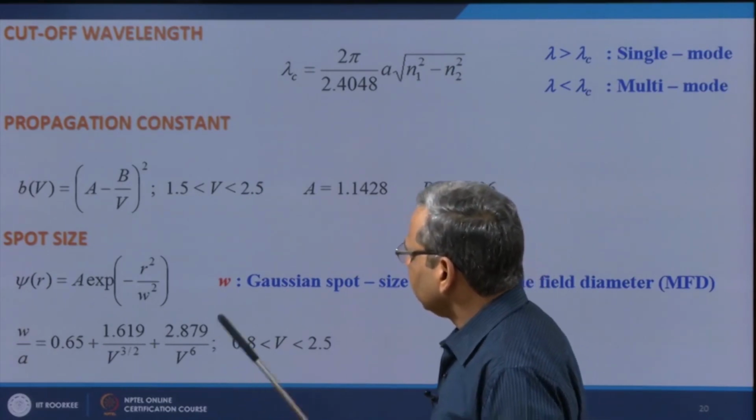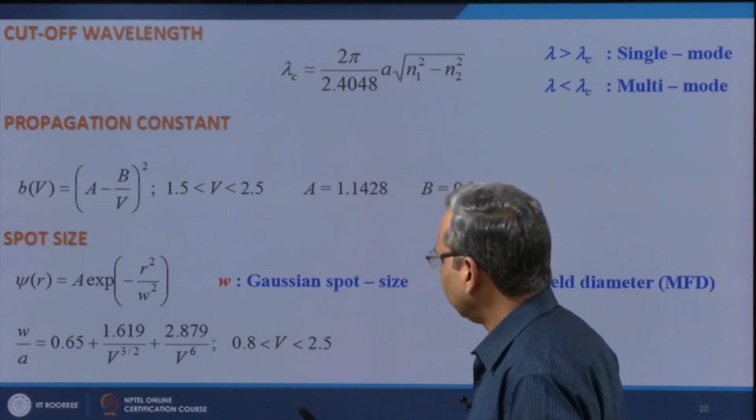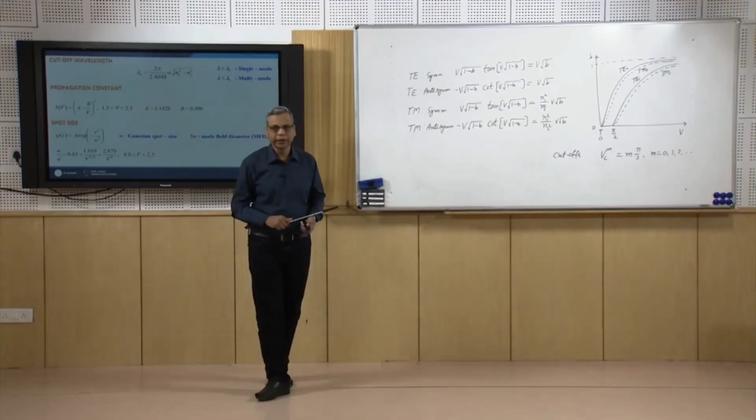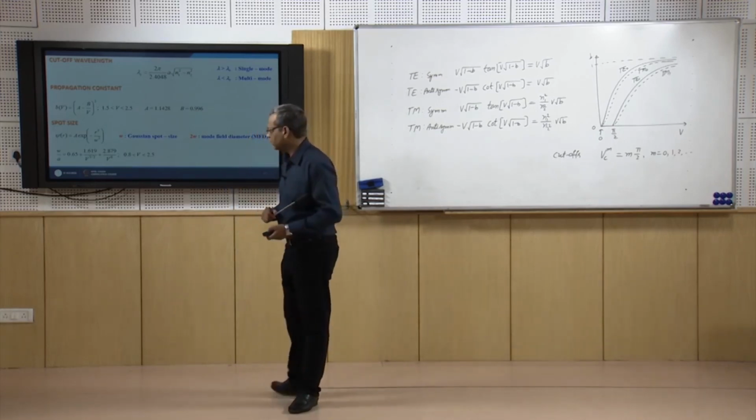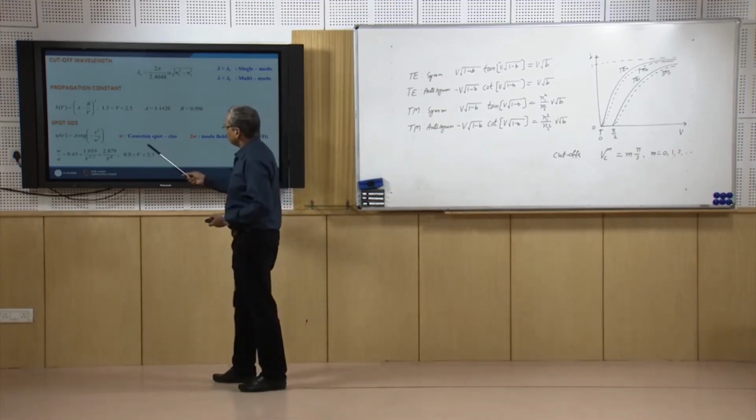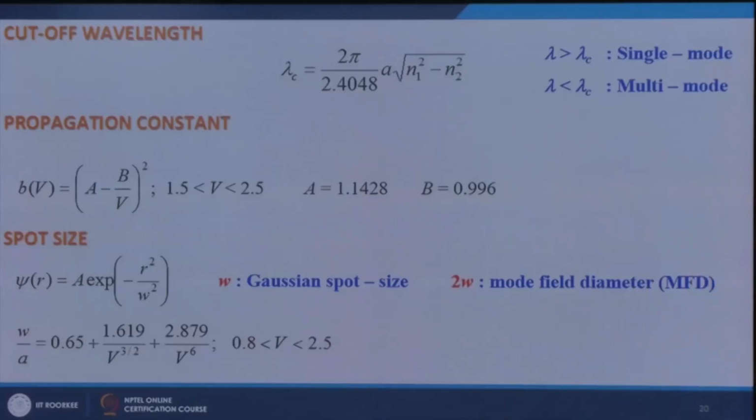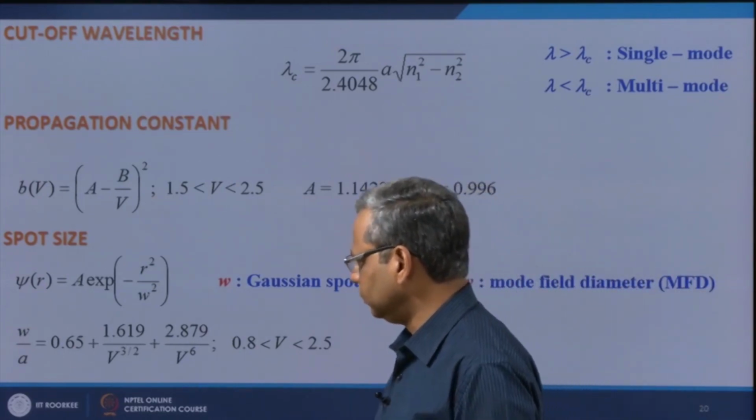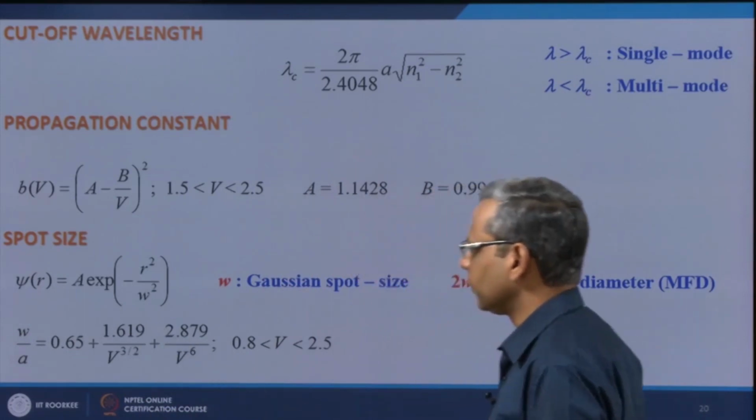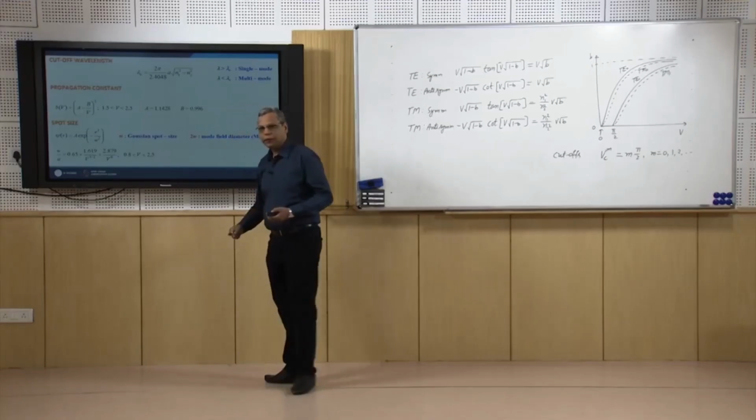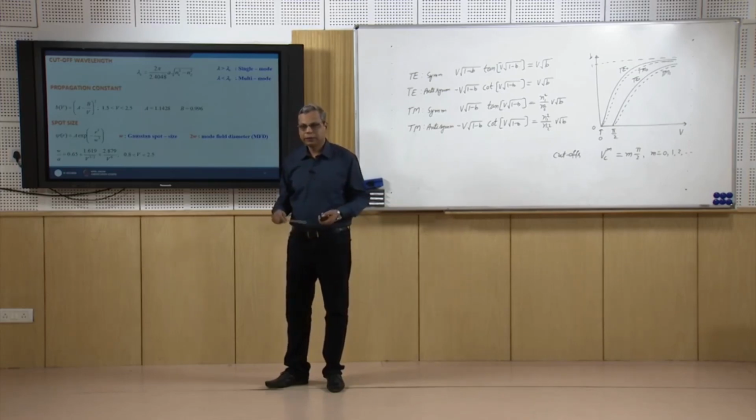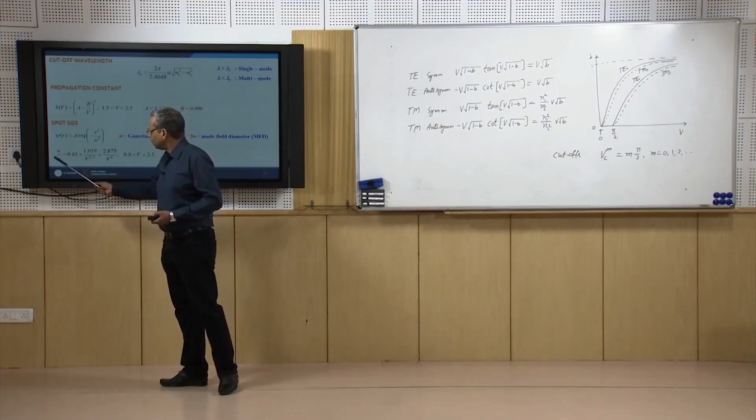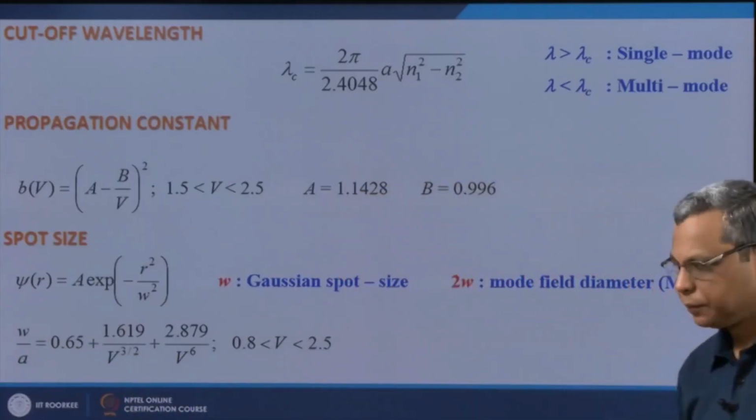Then we define the spot size as the Gaussian spot size, where the field intensity drops to 1 over e square of its value at the center. So W is the Gaussian spot size and 2W is the mode field diameter. We can also fit an empirical relationship between W over a and V, which is given by this. So if I have a fiber, I just calculate the value of V for a given wavelength and I can get the value of W over a from this relationship.